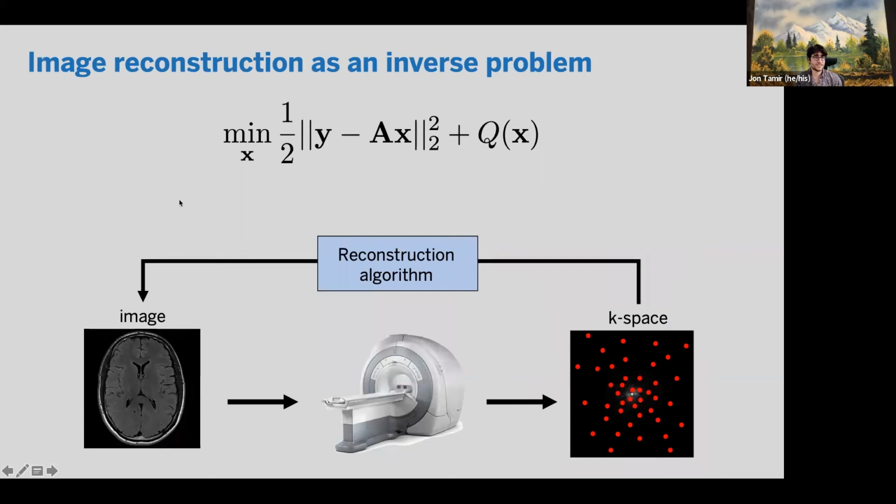And we can pose image reconstruction as an inverse problem, where we have a particular objective function that consists of a data consistency term. We want our measurements and our image estimate to be consistent with each other. And then we add regularization. And the reason for the regularization is because in general, the problem is ill-posed. We have fewer measurements than we have unknown coefficients to resolve. And so the secret sauce is in this reconstruction algorithm for how to make the problem well-posed.